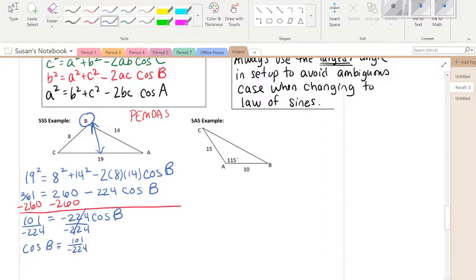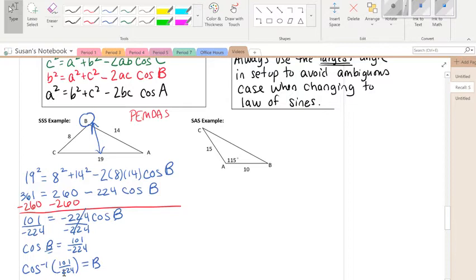How do I solve for angle B? So if you recall, last year we talked about solving for angles. To get the angle out of the cosine, you have to use the cosine inverse, because remember the inverse switches your x's and your y's. That's the only way we can get it out. So that means for this, we get the cosine inverse of 101 over negative 224 is equal to b, because that allows us to switch it when we use the inverse.